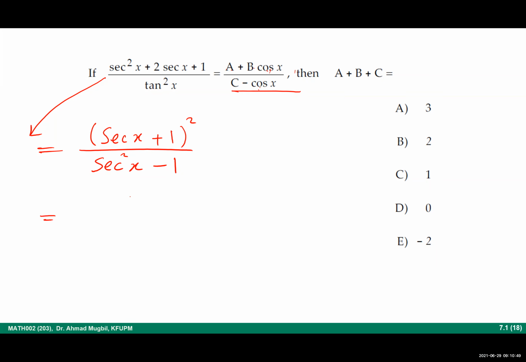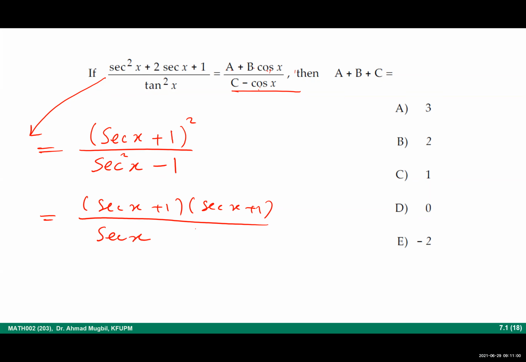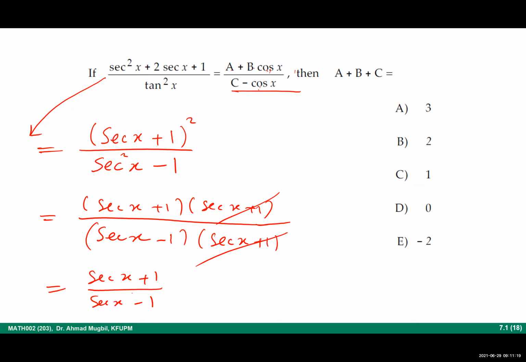This is secant x plus 1 all squared, so it is secant x plus 1 times secant x plus 1. And the denominator is what? I'm talking about the denominator, written as secant x minus 1 times secant x plus 1, of course, a difference of two squares. Now this will be cancelled with this, and we have secant x plus 1 over secant x minus 1. What is this?